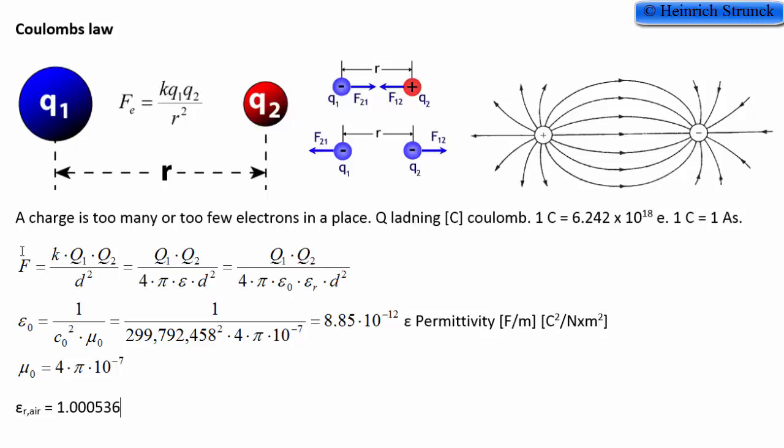We can calculate the force between 2 charges, and we just have to know the 2 charges, the distance between them, and the relative permittivity, and then we can calculate the force. If we put in SI numbers, we get out SI numbers and then we get the force in newton.